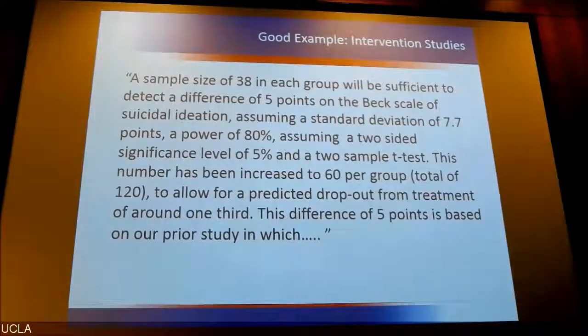Then we can say this number has been increased due to potential predicted dropout. And then the hard part of sample size calculation comes in. How do we justify why 5 points is the expected magnitude of the effect? That could be based on literature, that could be based on pilot data, but that's where you need justification. And the same for the standard deviation, why that number is there.